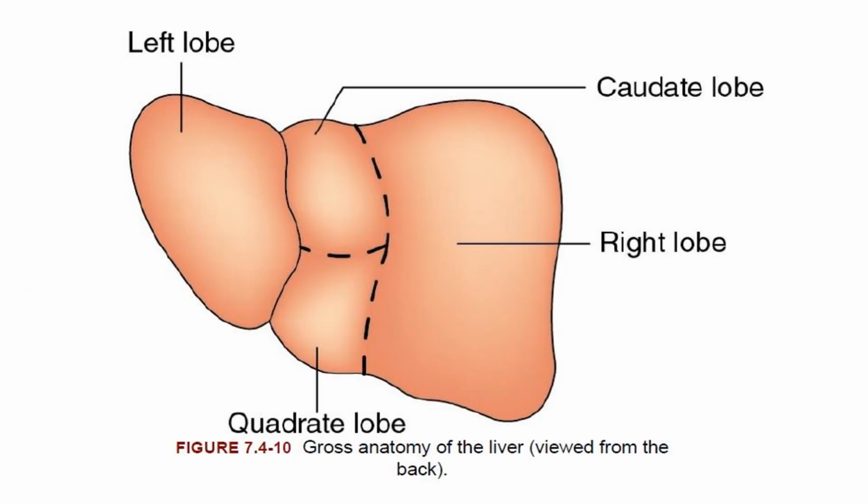In this diagram, you can have a quick idea about the gross anatomy of the liver. This is a back view of the organ. Here on the right side, you can see the right lobe that includes the caudate and the quadrate lobe, and on the left side, you can see the left lobe.